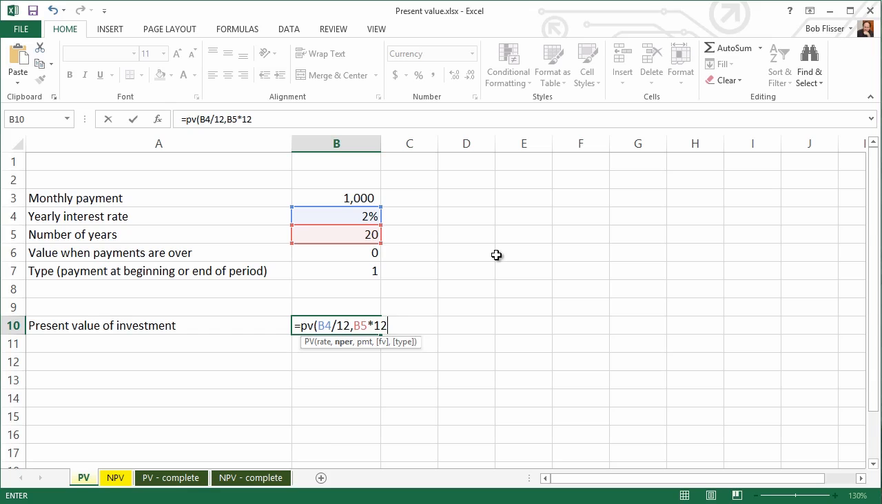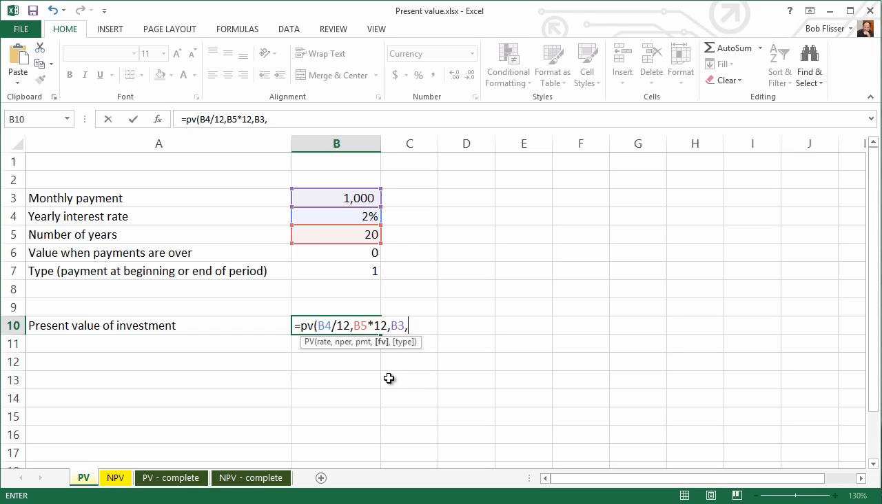12 months for 20 years, comma. The payment amount, as I said before, has to be the same number month in, month out, and to use round numbers, I'm just making this 1,000. It could be dollars, it could be euros, whatever you want to use is fine. And let's put in these optional parameters.